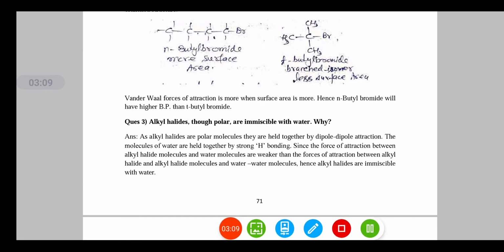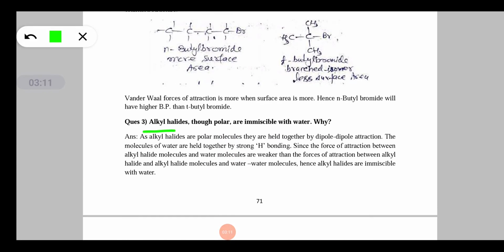Question number 3, alkyl halides though polar are immiscible with water. अल्काइल हैलाइड्स पोलर होने के बावजूद भी पानी में इमिसिबल होते हैं, पानी में डिजॉल्व नहीं होते हैं. Simple answer is because alkyl halides do not form hydrogen bond with water, or you can say the hydrogen bond is very weak. Alkyl halides form very weak hydrogen bond with water.